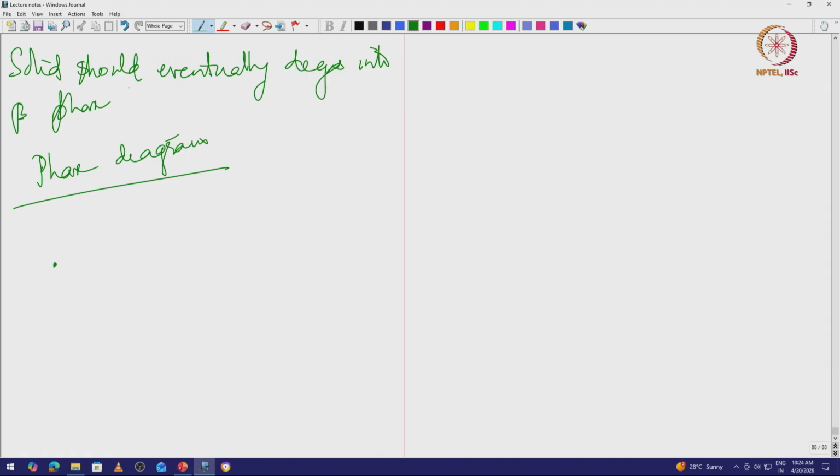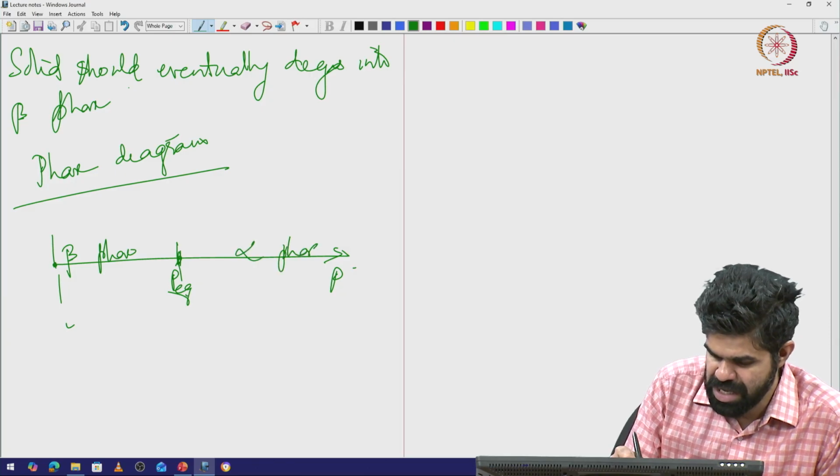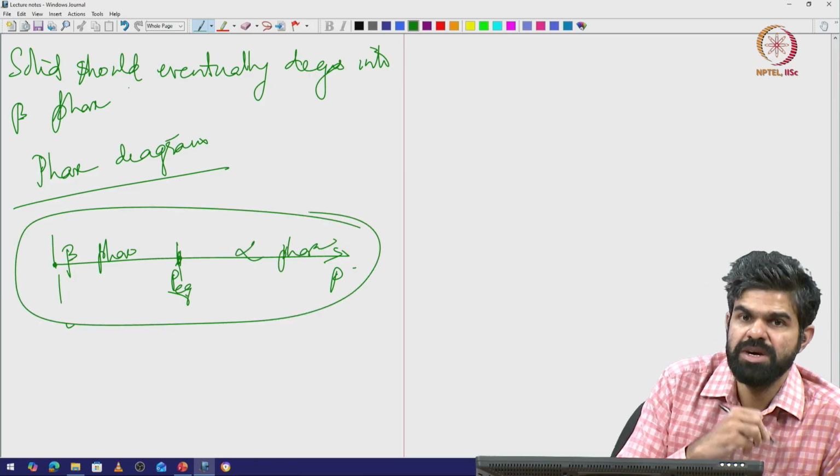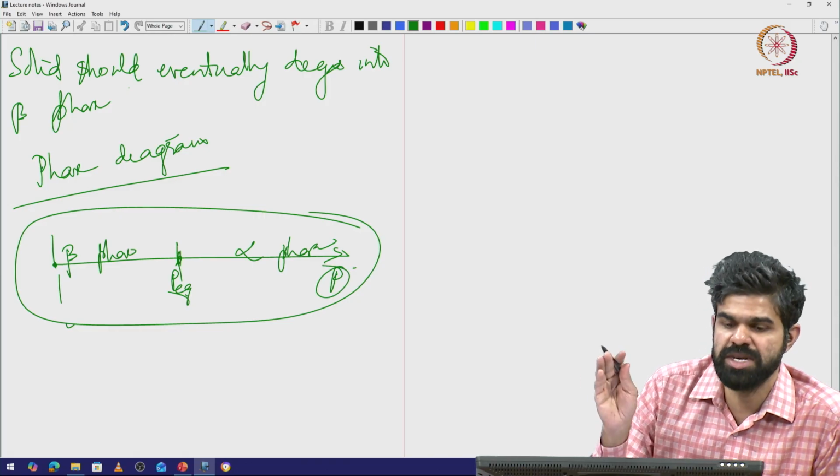The only measurable variable I am changing in this phase diagram is pressure. Below P equilibrium, I have the beta phase. So this is the beta phase and this is the alpha phase, that is it. This is my first phase diagram. The only variable I can change is pressure, all at a constant temperature.